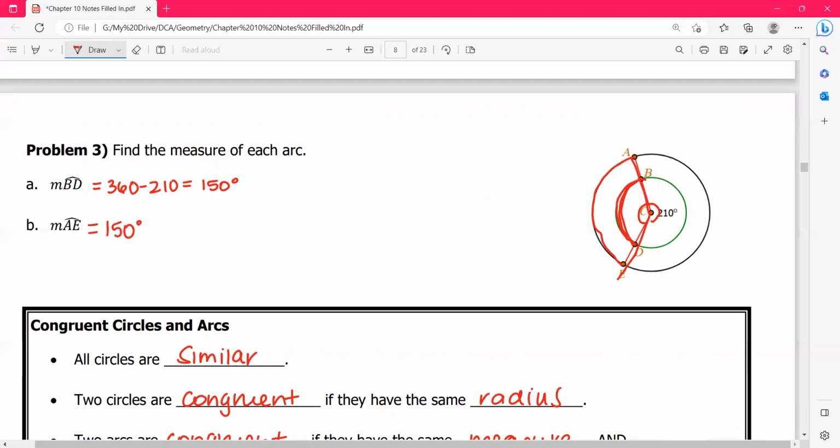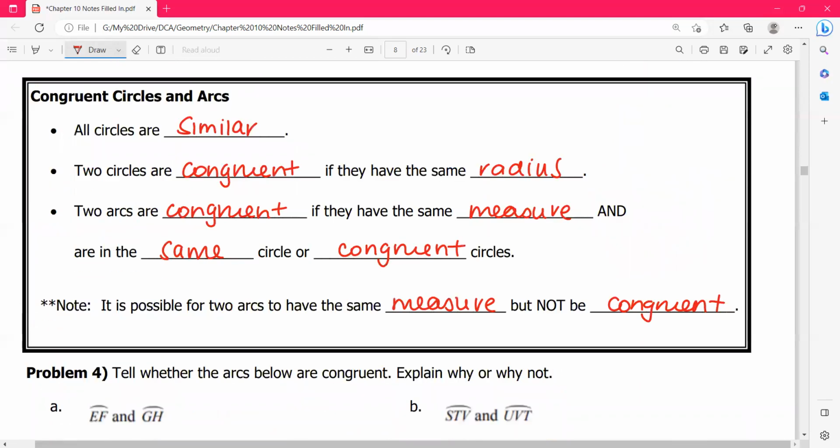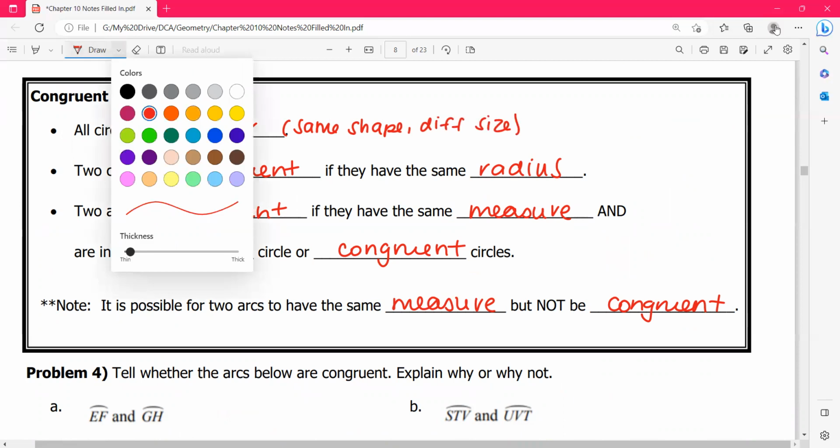So how did that work? How did these two arcs, which look different because they're on different circles, right? Here's one circle, here's another circle. These are called concentric circles when they have the same center point. How did that work? They got the same angle, the same arc measure. Congruent circles and arcs. All circles are similar. Two circles, remember, similar means same shape, different size. That's all it means. Different sizes, they're all the same shape though, that's for sure, right?